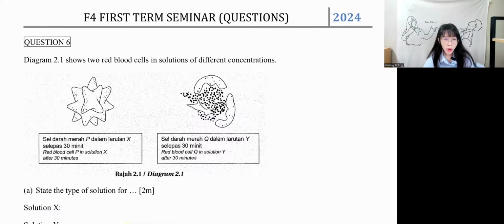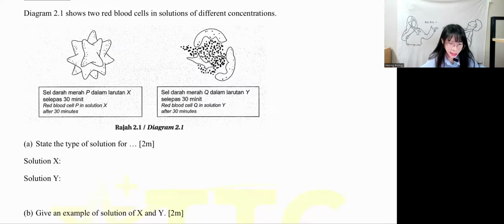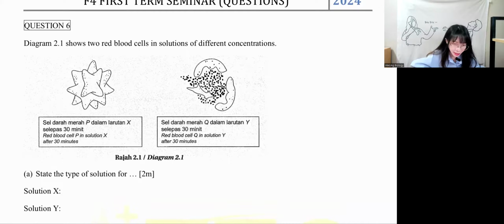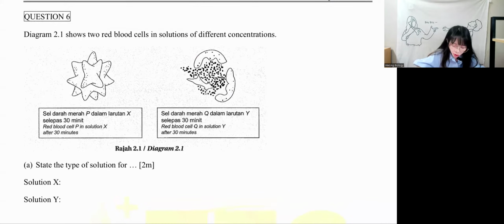Question 6. Diagram 2.1 shows 2 red blood cells in solutions of different concentration. State the type of solution for X and Y. First of all, let's look at the diagram. Can you see that the red blood cell is becoming bigger or smaller? The red blood cell on the left side, which is P, is it bigger or smaller? Smaller, right? It means water diffuses in or out? Water diffuses out. Very good. Water diffuses out from the red blood cell.